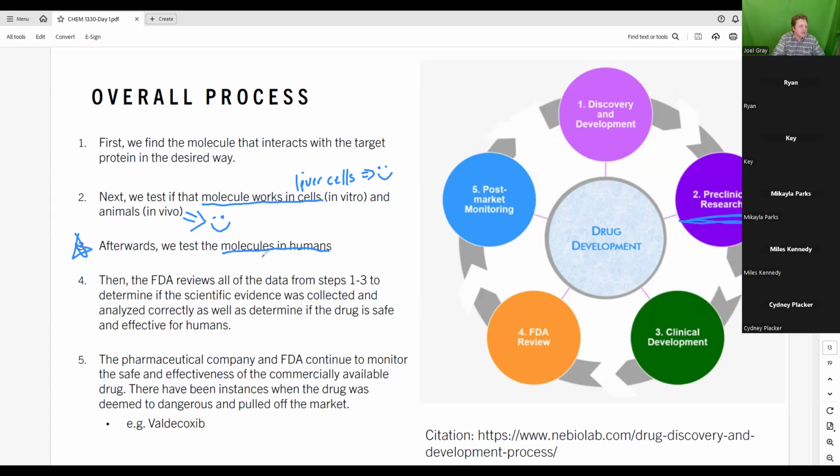And then last but not least, we test in humans. And this is where you'd have, does anyone know the term for a fake drug, for lack of a better term, in any sort of drug testing like this?